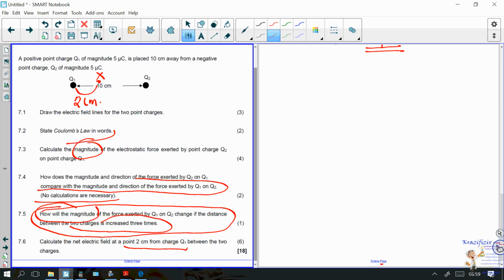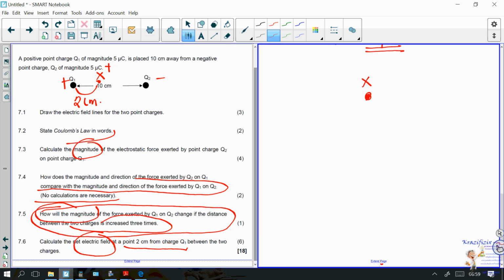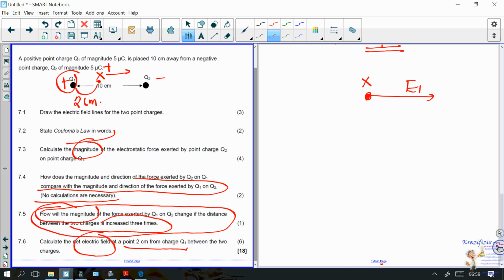The net electric field. Free body diagram first, because it's a point charge. Our Q1 is positive, and our Q2 is negative. So let's draw a free body diagram at X. Due to Q1, there's going to be a repulsion, all right? So I'm going to write E1 there. I hope that makes sense. This forces this to go this way, positive, positive. What about this negative? It's going to attract my X.